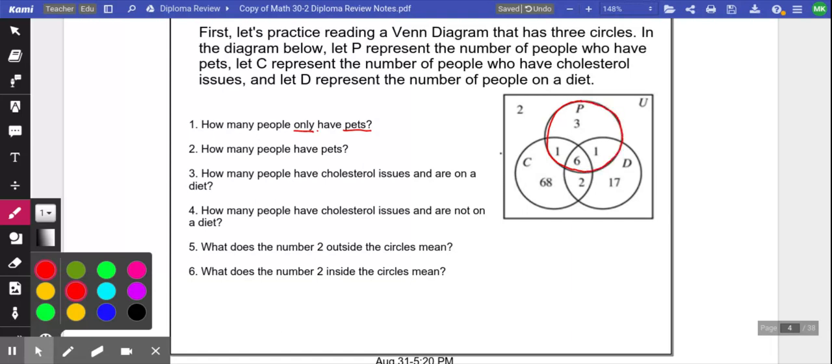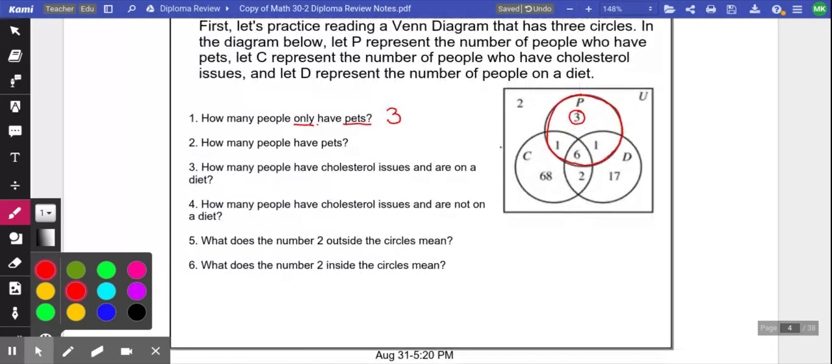The only people who have pets and not the other two would be these three people. Anybody else has one of the other two things. Right? So we're looking for only those three people. The next question removes the word only and says how many people have pets. Now I'm more inclusive. I'm including anybody that's in the pet circle.